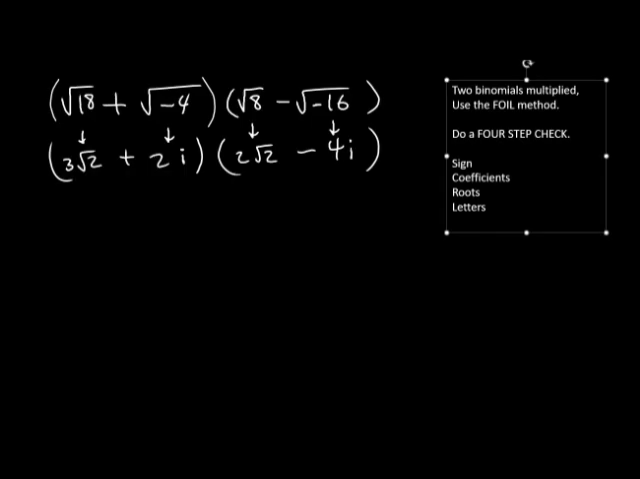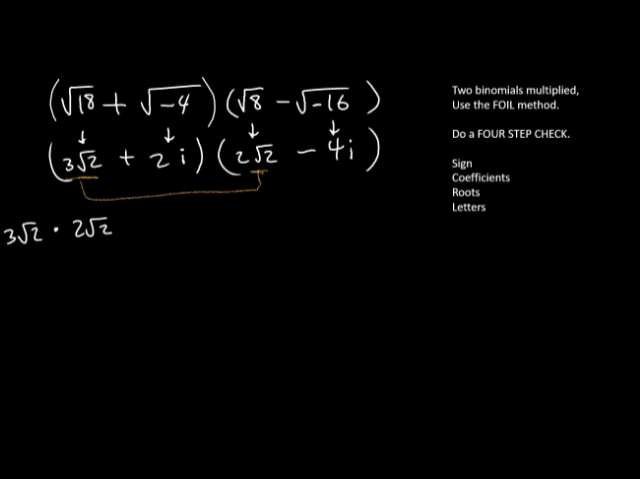We will begin by taking 3 root 2 times 2 root 2. First, we look to the signs and see that both of them are positive, so we can expect a positive answer. Then our coefficients are 3 times 2, and 3 times 2 gives us 6. Now we'll look to our roots. We'll have root 2 times another root 2, which gives us square root of 4. And neither of them have any letters. However, square root of 4 is the same as just saying 2, so what we really have is 6 times 2, or 12. This will be our term A.